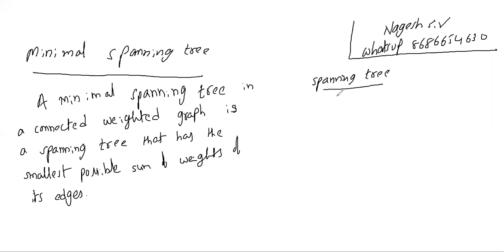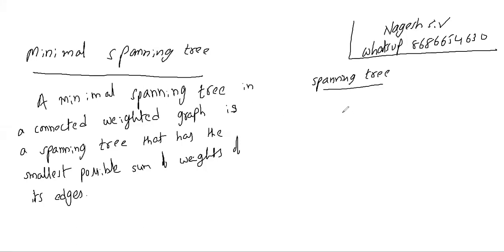So to find a spanning tree, yesterday we learned some methods. For the given graph, we have to find the spanning tree. What is a spanning tree? The tree which covers all the vertices. Now, for a given graph, there exist many spanning trees. So now, what is a minimal spanning tree?